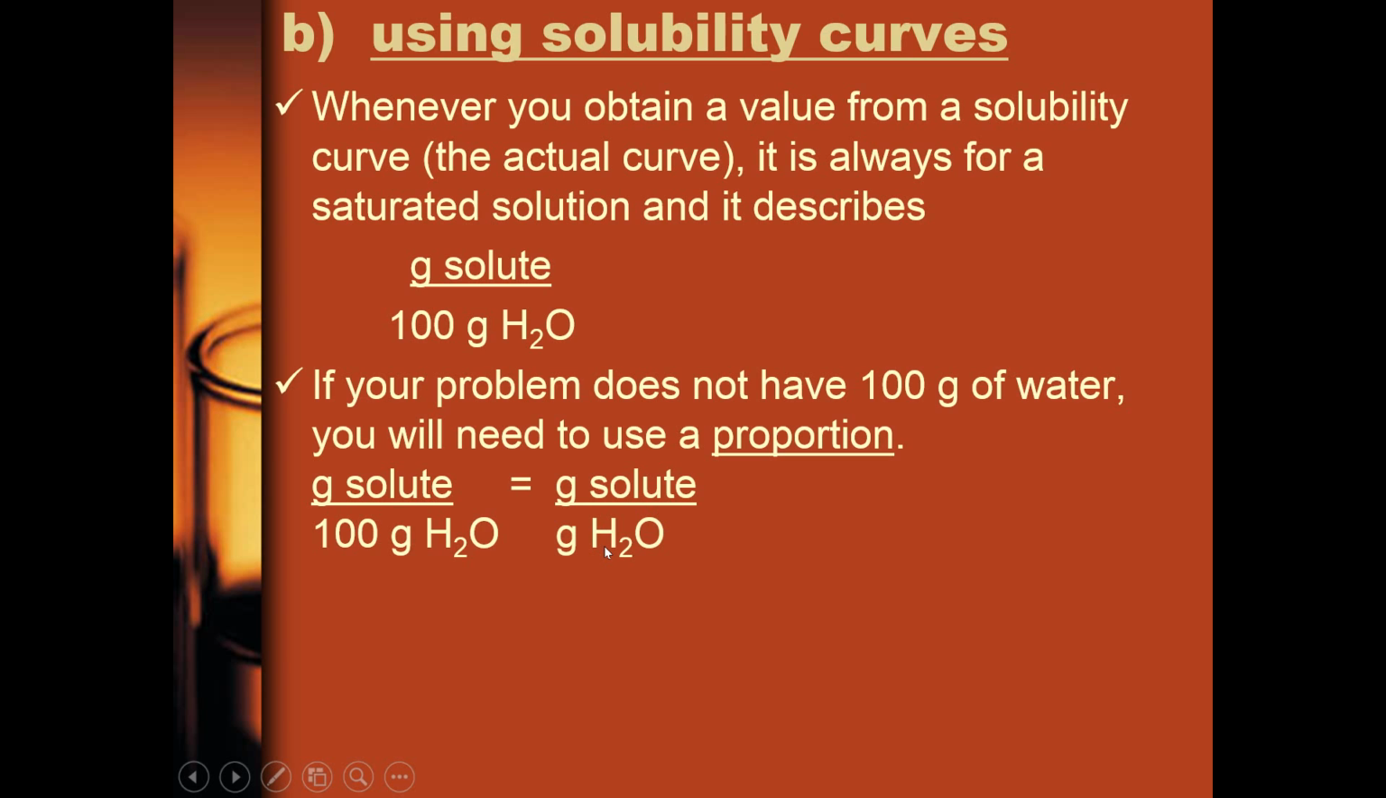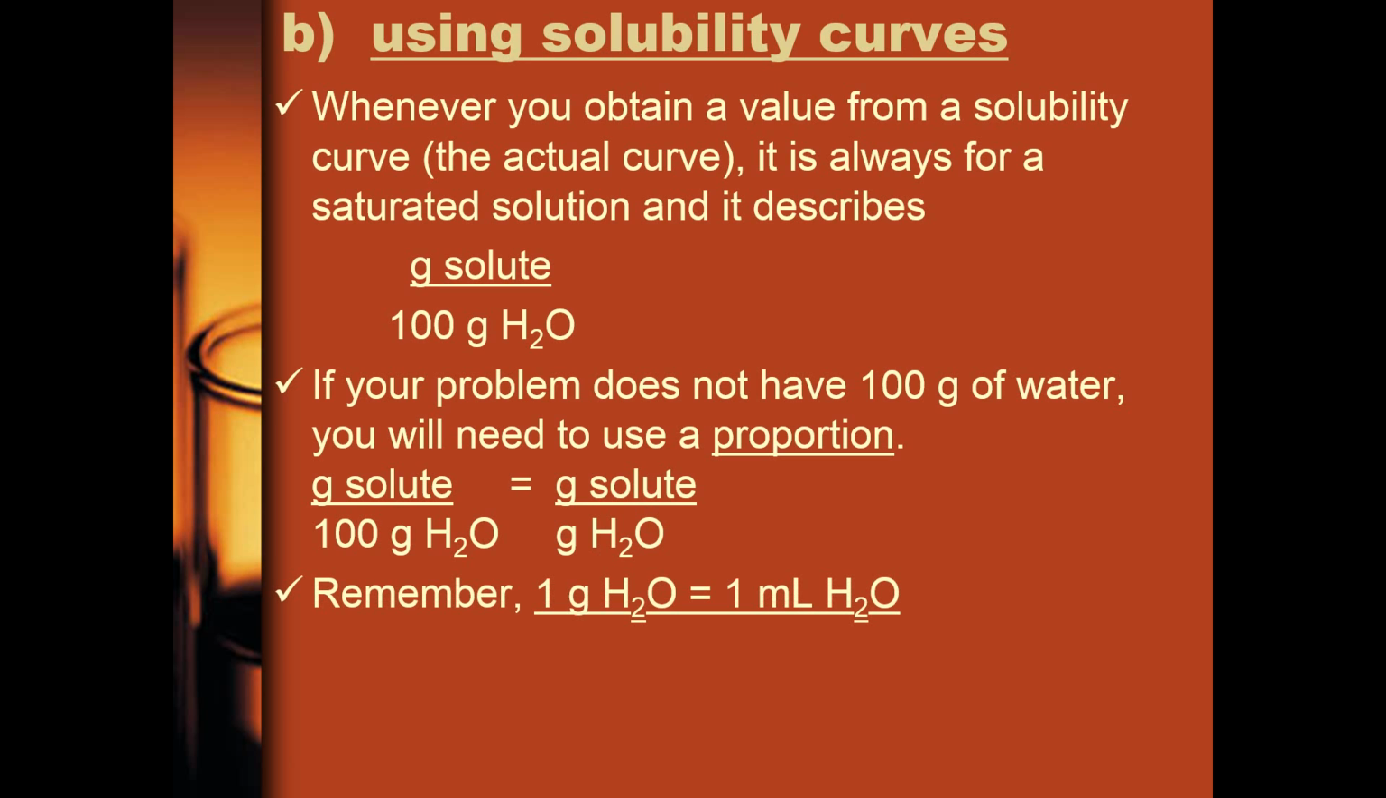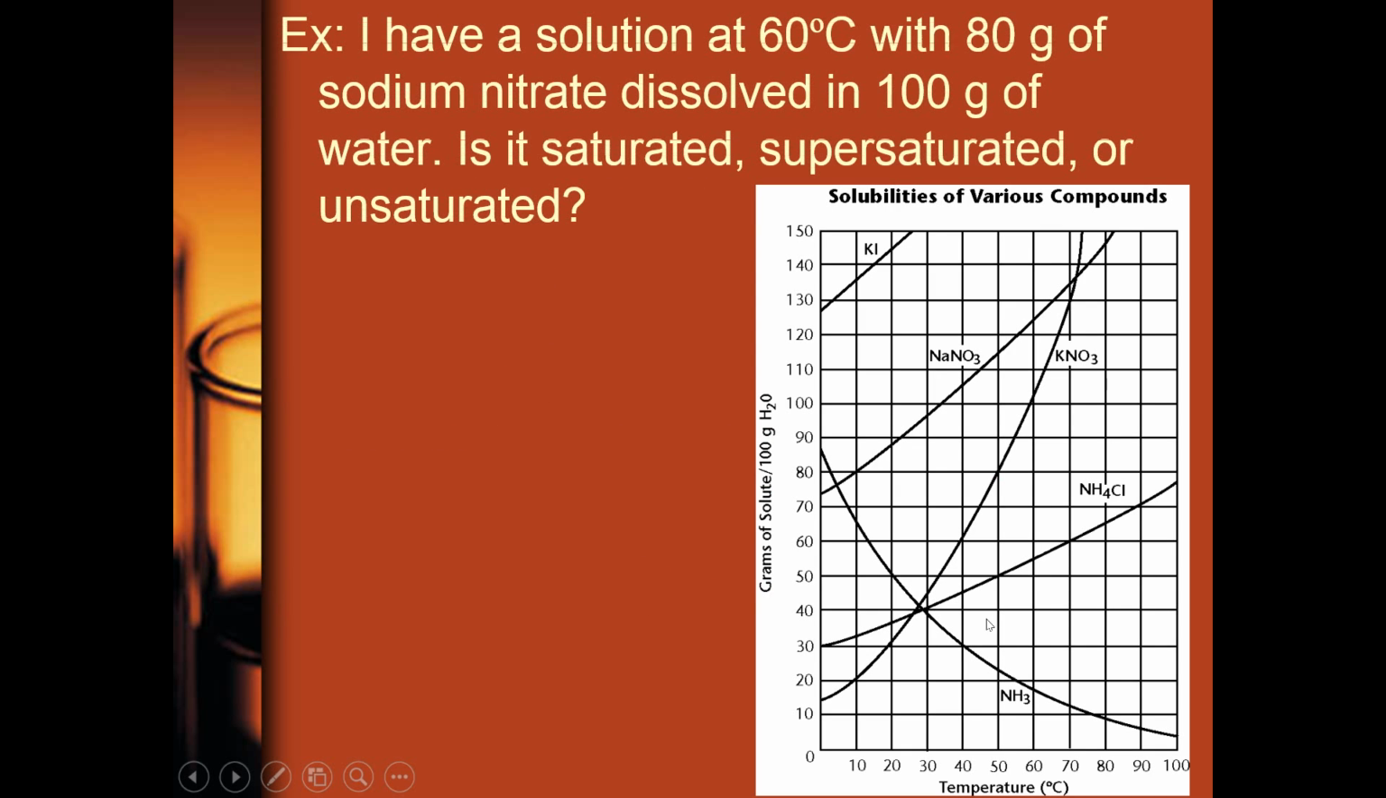Let's say you're trying to make a pitcher of Kool-Aid. So you can set up a proportion pretty easily for that. Just remember that 1 gram of water is equal to 1 milliliter of water because the density of water is 1 gram per milliliter. And now here's a real problem.